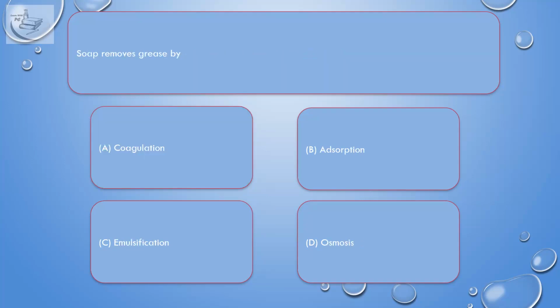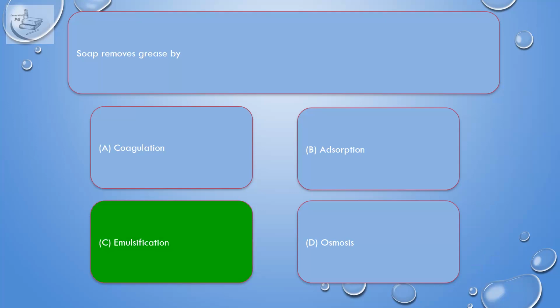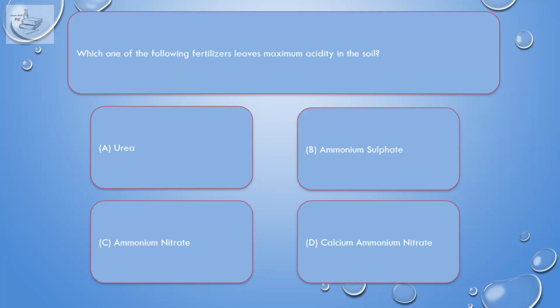Question: soap removes grease by A. Coagulation. B. Adsorption. C. Emulsification. D. Osmosis. Correct answer is C. Emulsification. Question: which one of the following fertilizer leaves maximum acidity in the soil? A. Urea. B. Ammonium sulfate. C. Ammonium nitrate. D. Calcium ammonium nitrate. Correct answer is B. Ammonium sulfate.